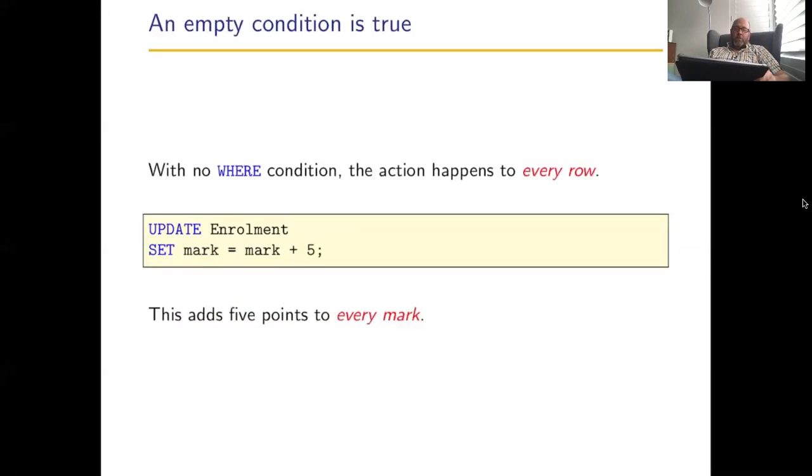There's just one thing you have to watch out for. If you don't have any condition at all, then that just qualifies as true, and the action happens to every single row. So if you do update enrollment, set mark equals mark + 5, but don't specify which rows you want to do that to, then it will just automatically happen to every row. So it would be unusual to want to update every entry in a table without regard for what that row actually is.